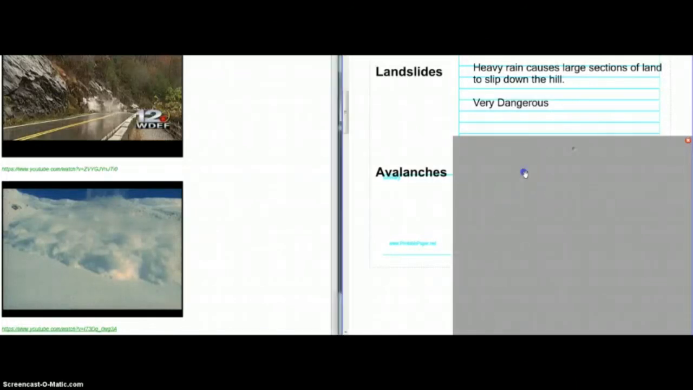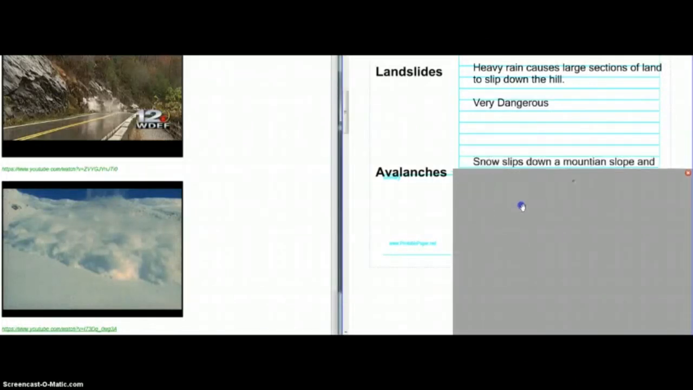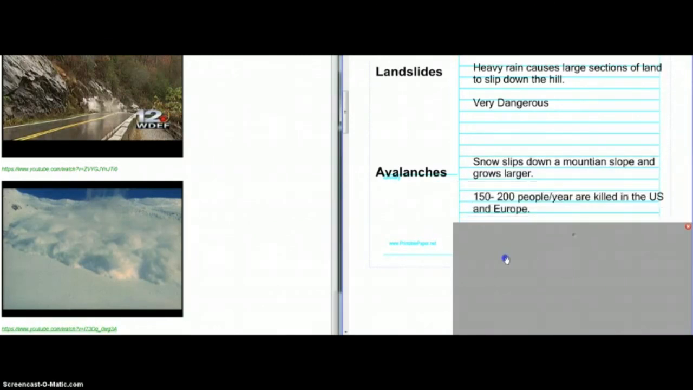And all you need to notice about avalanches is that snow slips down a mountain slope and grows larger. And 150 to 200 people per year, that's what the dash here means, it's a way of putting shorthand, people per year are killed in the US and Europe by avalanches. That's it.